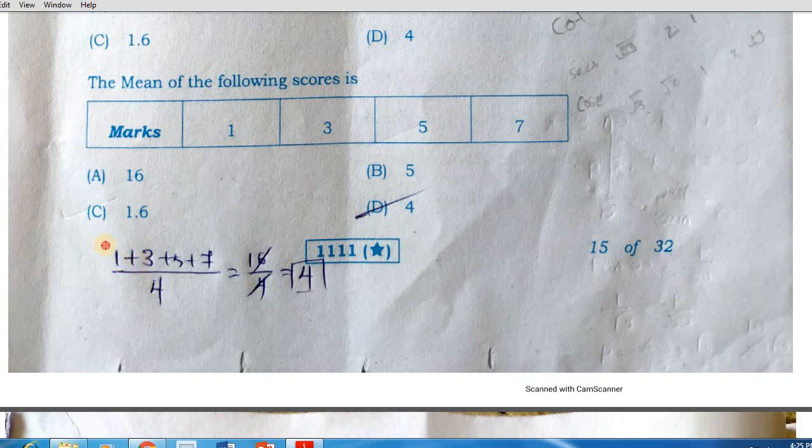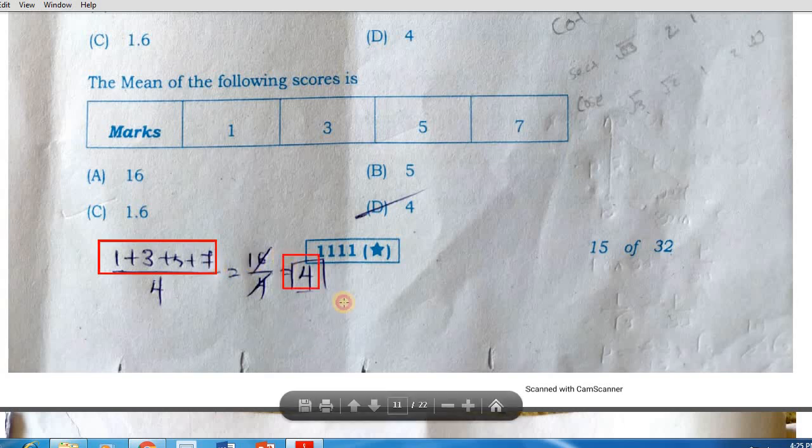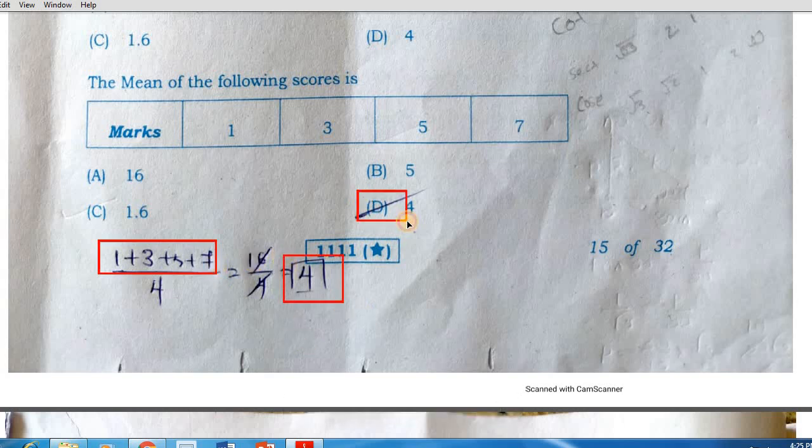Now add all the scores. 1 plus 3 plus 5 plus 7 gives 16. And 16 divided by 4 gives the answer 4. Hence for this question the right option is D, 4.